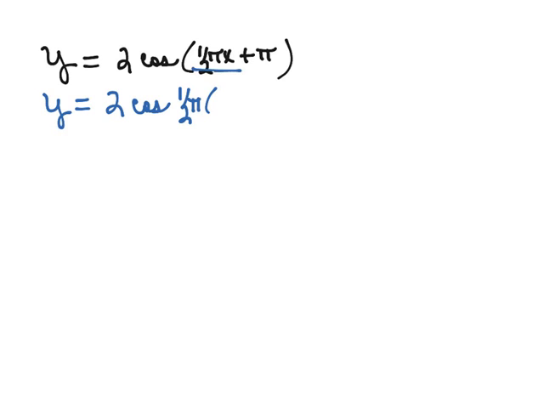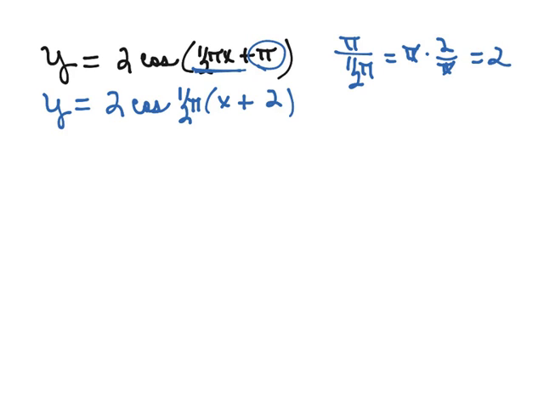And that means that this term gets divided by 1/2 pi, which would just leave x. But this term as well has to be divided by 1/2 pi. So if you take pi and you divide by 1/2 of pi, you're going to have pi times 2 over pi, which equals 2. So now my equation looks a little bit more normal.